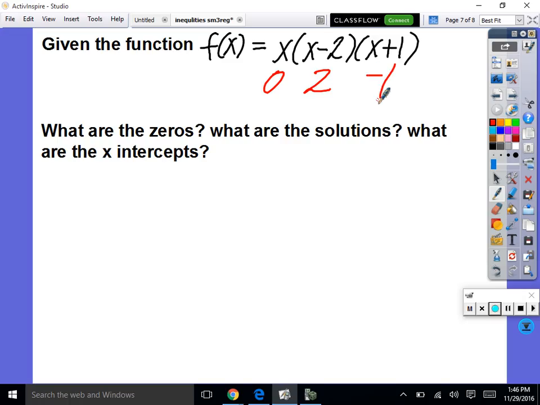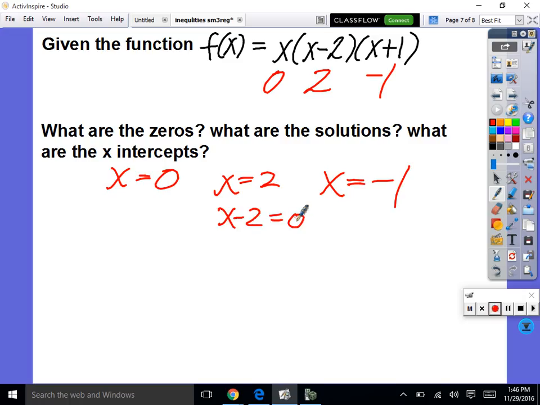Okay, now let's go backwards. If I said to you, the solutions of a cubic are 0, 2, and negative 1, what is the equation? You work backwards, right? So don't we work backwards? X equals 0. Subtract 2. X minus 2 was the linear factor if that was the solution. Add 1. X plus 1 was a linear factor if that was the solution.